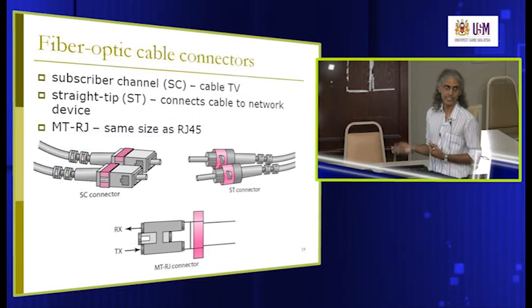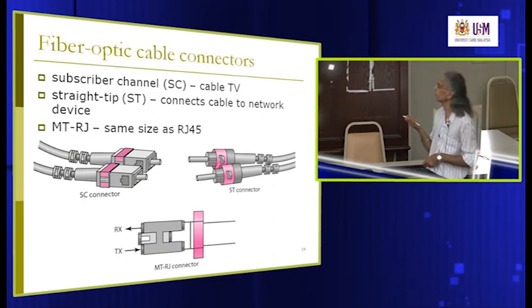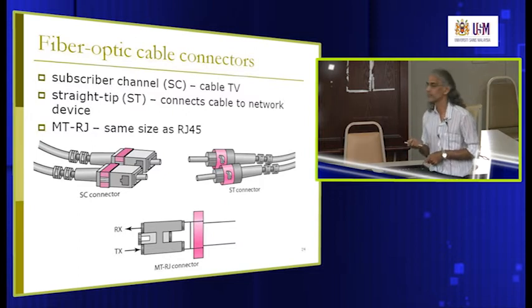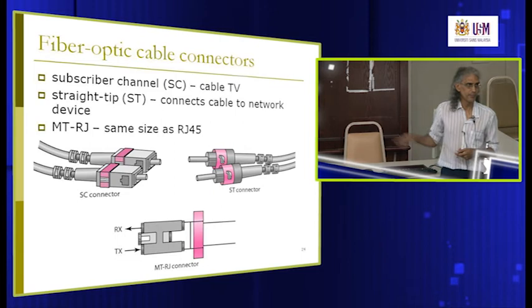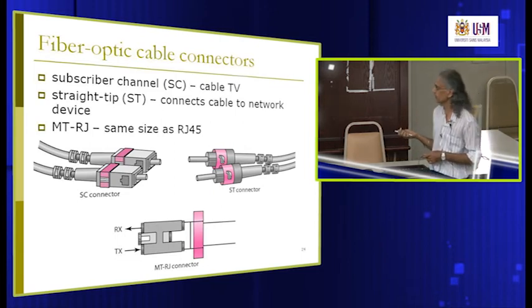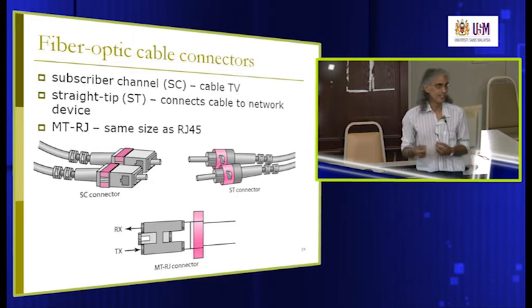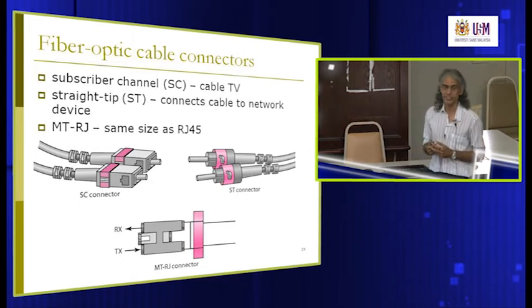So fiber optic has its own connectors, right? So we have the SC cable, it's called a subscriber channel, this type of connector, which is used for cable TV. The ST is used for network devices, and then we use the so-called MTRJ, which is the same size as RJ45. This is the one normally used for your PC. If I want to use a fiber optic cable directly connected to this PC, then I have to use this connector, right? The MTRJ.